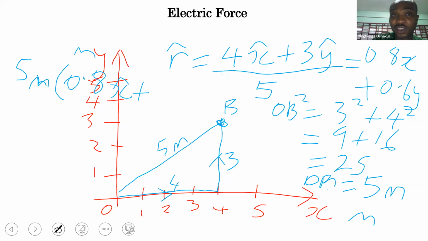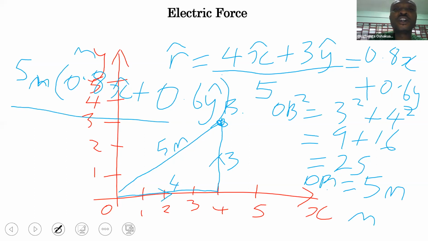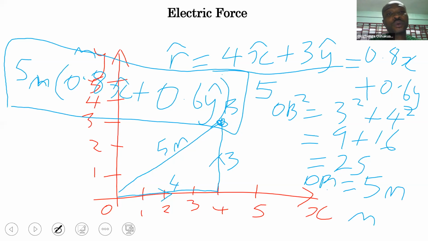Sorry, 0.8x caret plus 0.6y caret. So 0.8x caret plus 0.6y caret has a magnitude of 1. When you multiply 5 by 1, you still have 5. So you have not committed any crime by multiplying 0.8x plus 0.6y caret with 5. So it's still 5 because 0.8x plus 0.6y is 1.